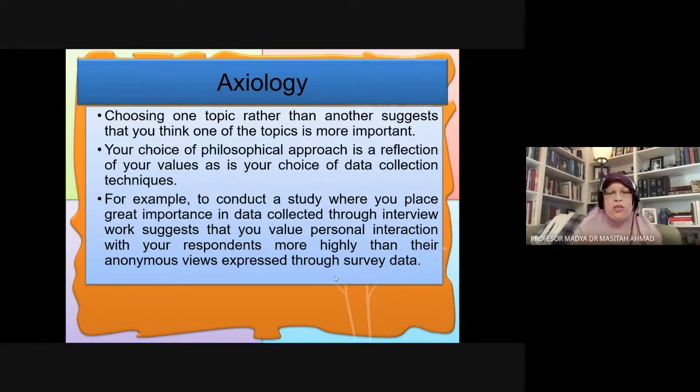As you can see, based on these examples, they describe how you conduct your study. For example, if you place great importance on interviews, you will collect your data through interviews. Your work suggests it's of more value if you can interact personally with your respondents, rather than just making an appointment without any personal interaction and doing the interview. So once you would like to conduct your study, you will try to make personal interaction first before you directly go and do the interview.